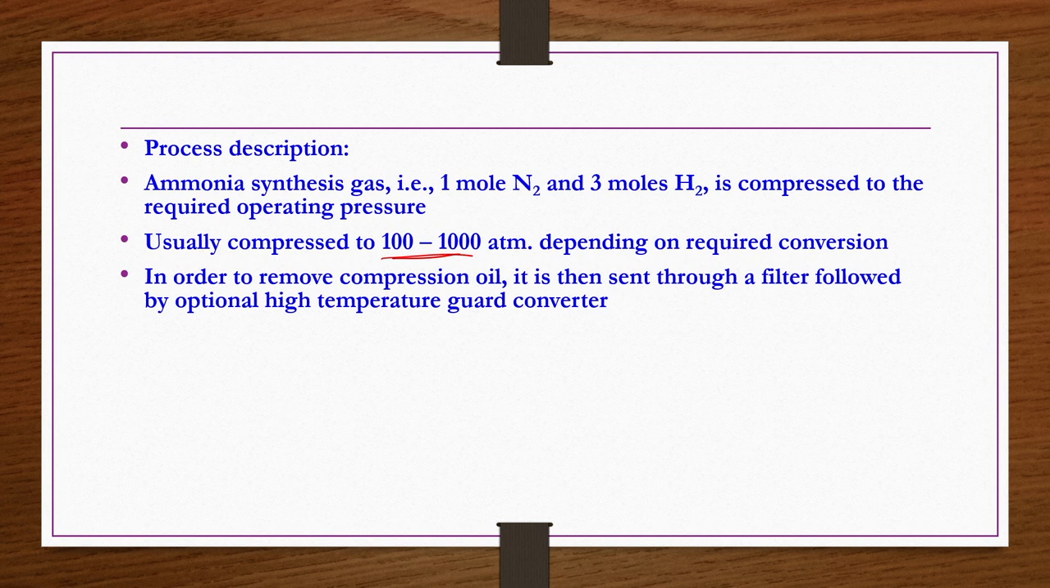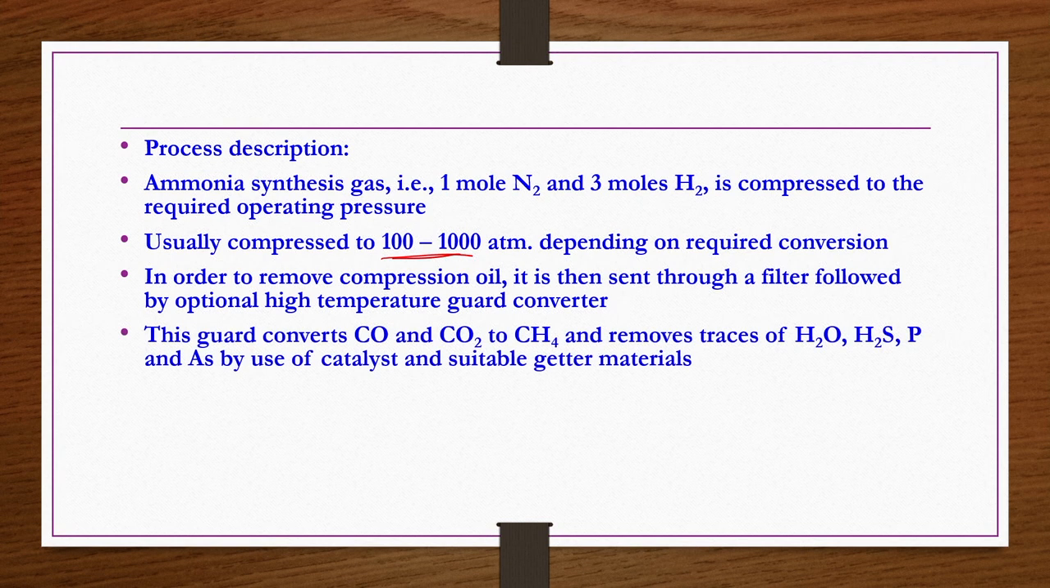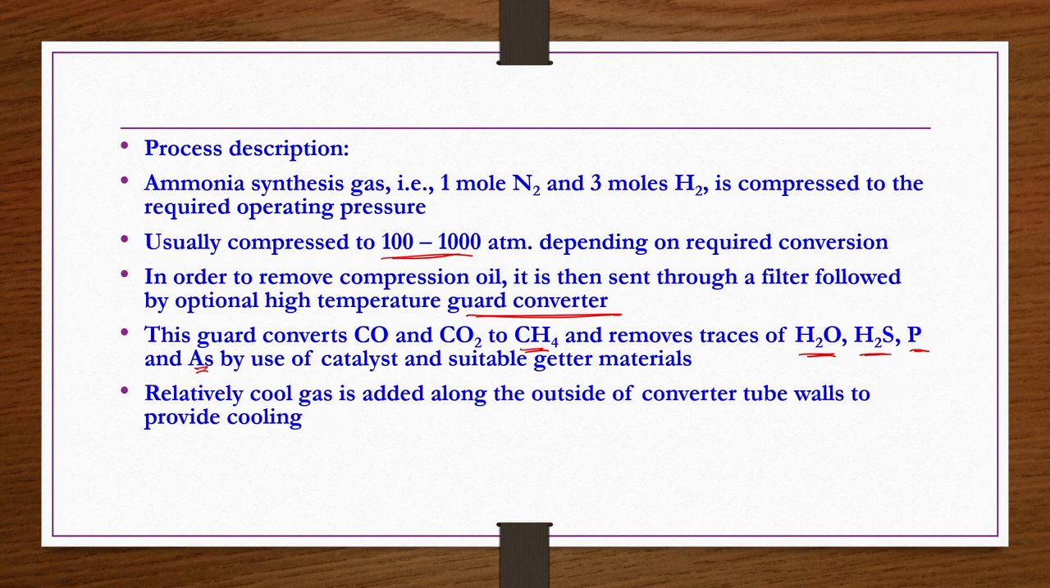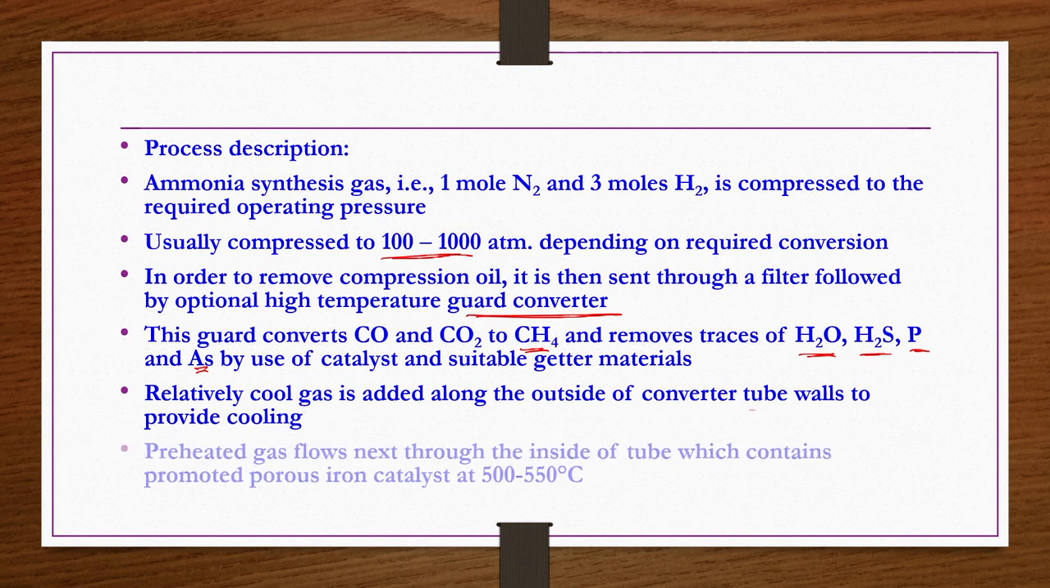In order to remove compression oil, it is then sent through a filter followed by an optional high temperature guard converter. This guard converts CO and CO2 to methane and removes traces of H2O, H2S, phosphorus and arsenic, if at all they are present, by use of catalyst and suitable getter materials. Getter materials, in the sense, let us say, if you wanted to absorb the H2S, then ethanolamine solution may be used, for example. But if your synthesis gas is pure enough, these things are not there, so the guard converter is completely optional. Relatively cool gas is added along the outside of the converter tube walls to provide the cooling.